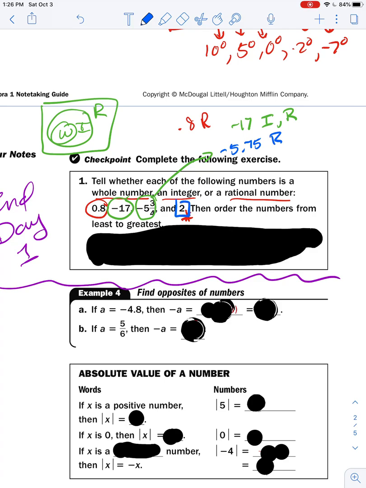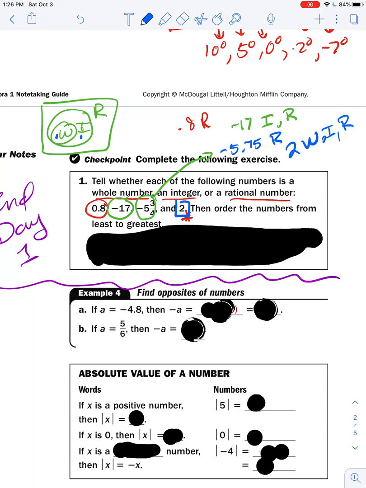And then 2. 2 is a pretty easy number. 2 is a whole number. And since it's a whole number, it already lives in the integers, so it's going to also be an integer. And then because that's inside of rationals, it's going to also be a rational one.